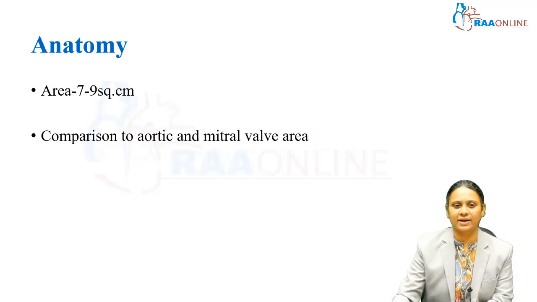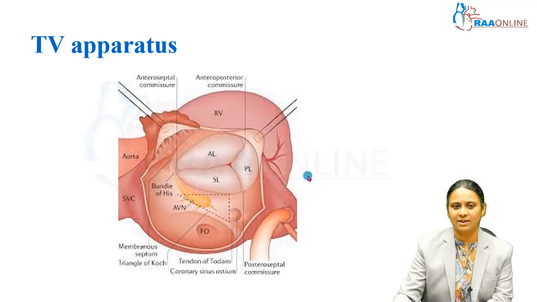The area of the tricuspid valve is the largest, that is 7 to 9 square centimeter. If you compare it to the aortic and mitral valve area, it is almost 1.5 times larger. The aortic area is about 3 to 4 square centimeter. Mitral valve is 4 to 6 square centimeters. So the area of tricuspid valve is larger.